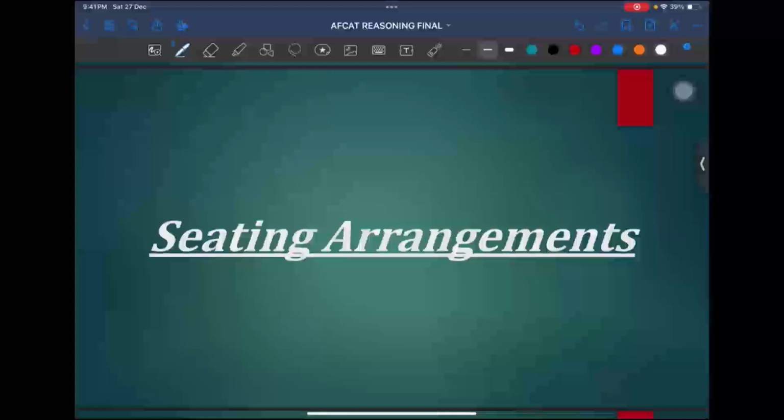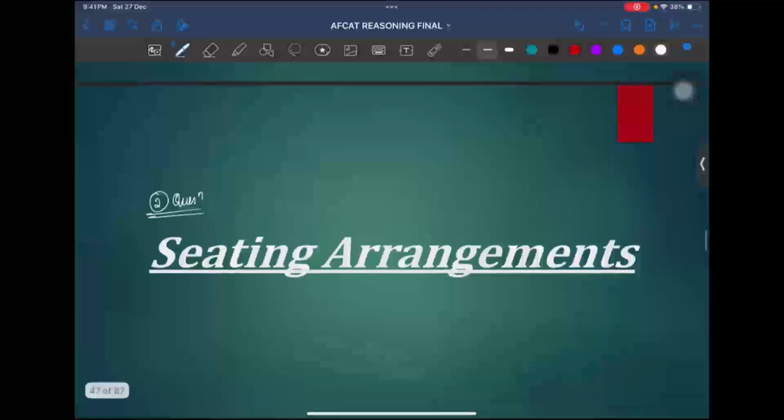What are the types of questions which we can expect from seating arrangements? Maximum we can expect 1 to 2 questions from this topic. It is also one of the high scoring topics where all the data will be given. We just need to do trial and error by taking two or three possibilities and try to solve the questions.